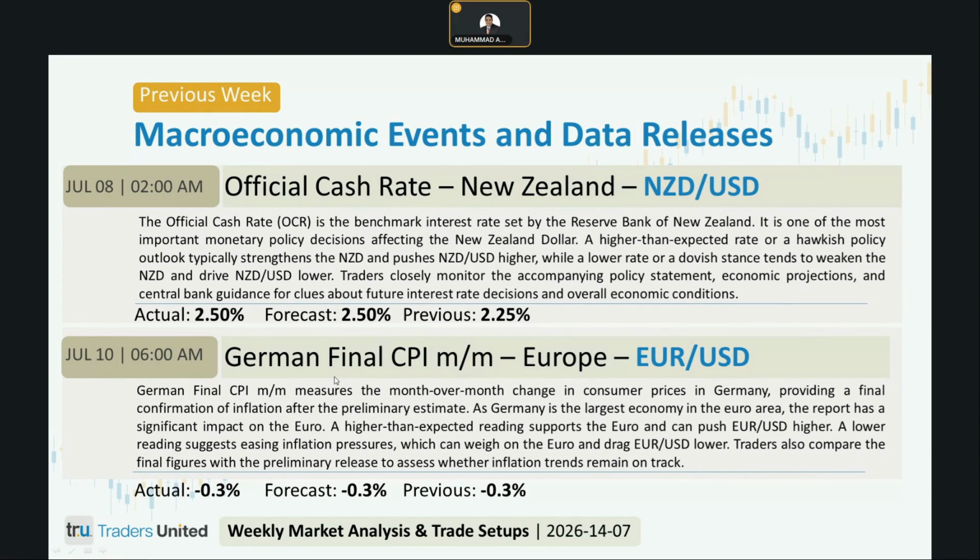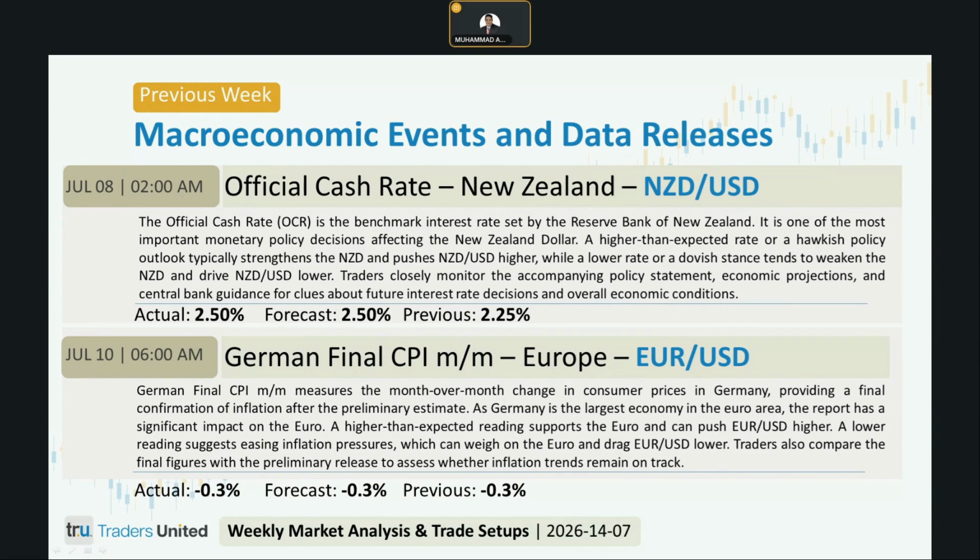Next one is the German final CPI month over month in Europe, and we're going to focus on the euro dollar currency pair. Now, let me first explain what is German final CPI month over month in Europe. The German final CPI month over month measures the change in consumer prices in Germany. It provides the final confirmation of inflation after the preliminary estimate.